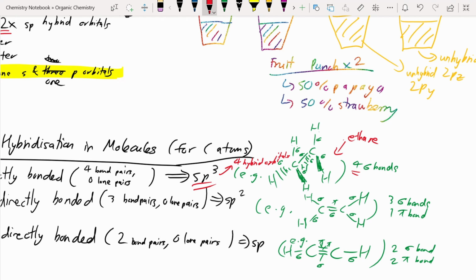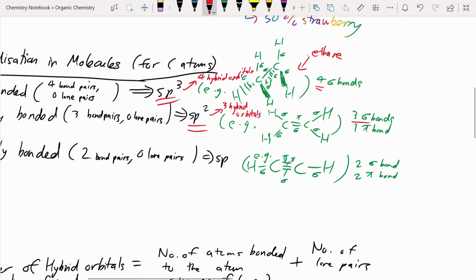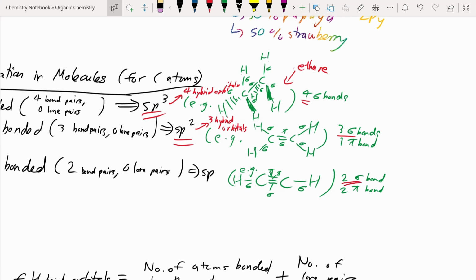Then if three atoms are bonded, so three bond pairs, as in this ethene where you have three sigma bonds and one pi bond, you want to form these three sigma bonds, so you would have three hybrid orbitals. The same goes for sp, because there are two sigma bonds and two pi bonds. So it's just two hybrid orbitals, and that's how you get your sp.